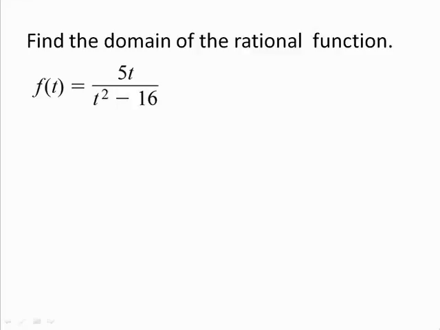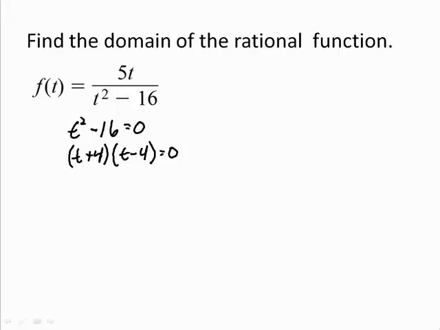Find the domain of the rational function. f of t equals 5t divided by the quantity t squared minus 16. The domain of this function is all values of t where the denominator is not equal to 0. Set the denominator equal to 0 and solve for t. T squared minus 16 equals 0. This expression can be factored into t plus 4 and t minus 4. The quantity t plus 4 times the quantity t minus 4 equals 0.